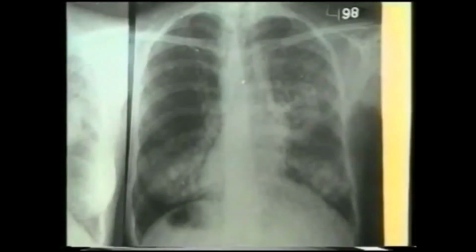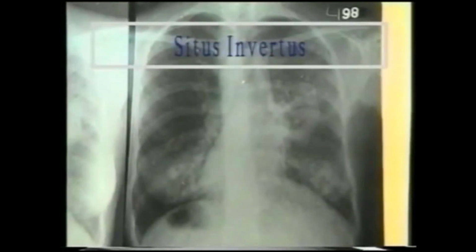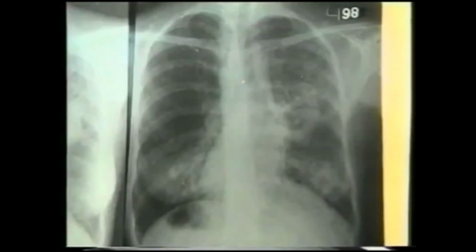This is another case of situs inversus. Note the dextrocardia with the apex of the heart on the right side, aortic knuckle is on the right, the stomach bubble is on the right with liver shadow on the left.